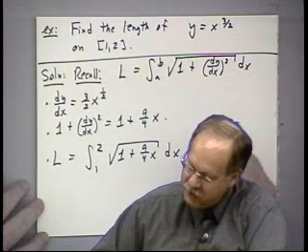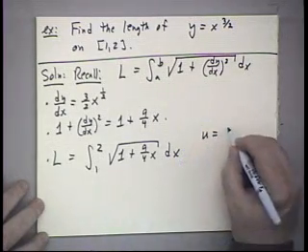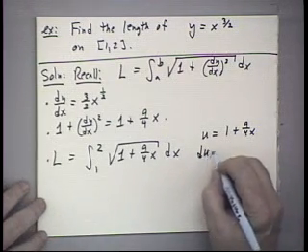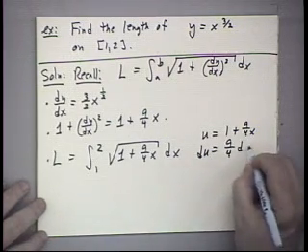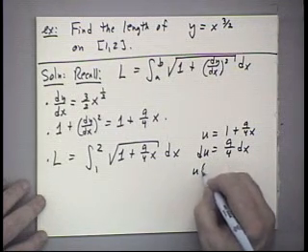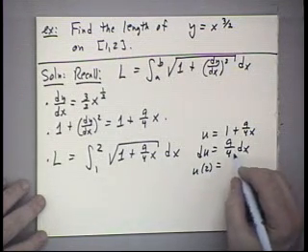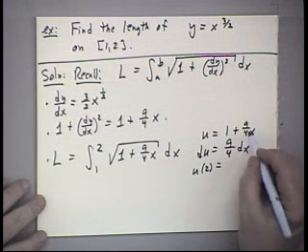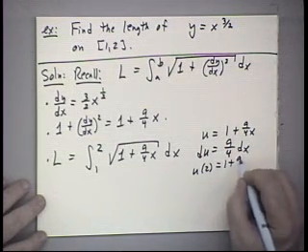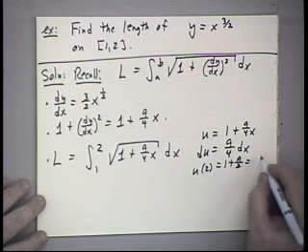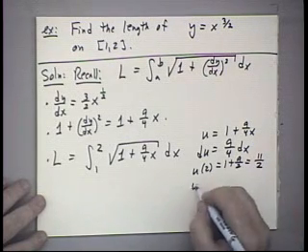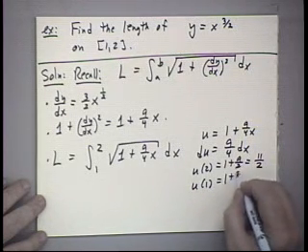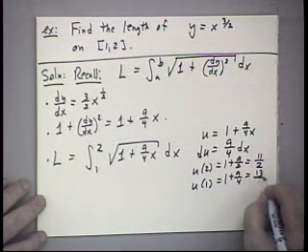We can use substitution to do this. If we let u be 1 plus 9/4 x, then du becomes just 9/4 dx. That's easy. The upper limit, u at 2, becomes, we put the 2 in here for x, so that will give me 1 plus 9 halves, and 1 plus 9 halves will give me 11 halves. And then u at 1, we put the 1 in here, 1 plus 9 fourths, and that will give me 13 fourths.